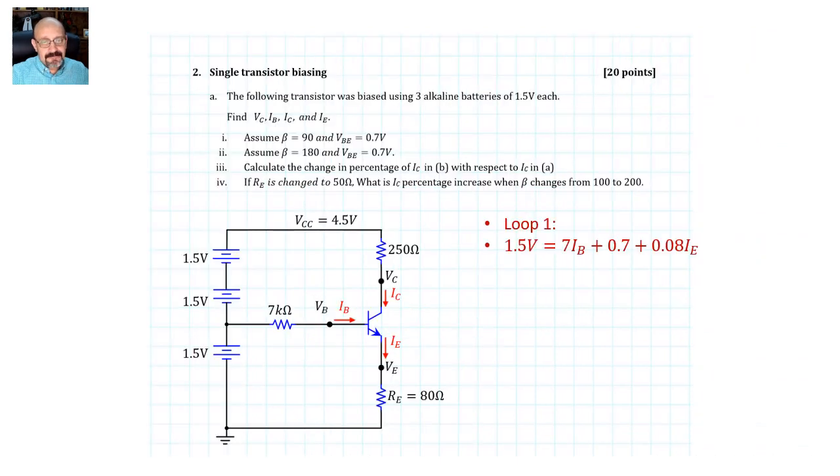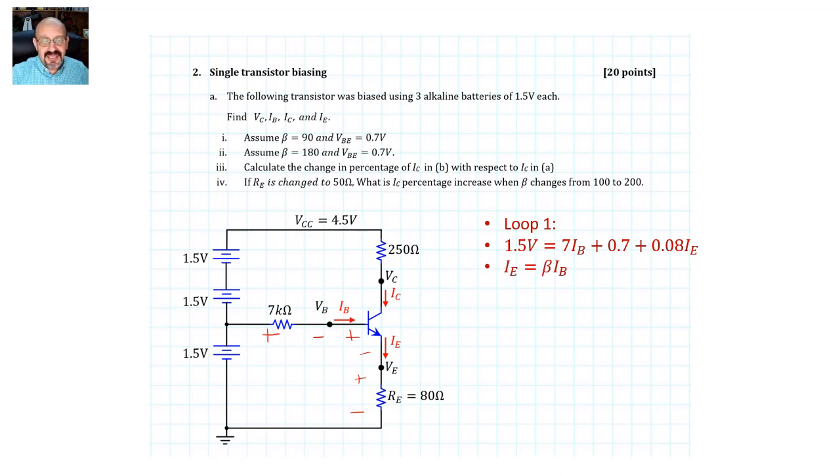We have loop number 1, right? 1.5 volts equals 7 IB, the voltage on the 7 kilo ohm resistor, okay, plus 0.7 plus 0.8, right? Normally I change all the resistors to kilo ohms and the current in milliamps. Therefore, when you multiply kilo ohms times milliamps, the units cancel each other, right? So we get the result in volts. Okay.